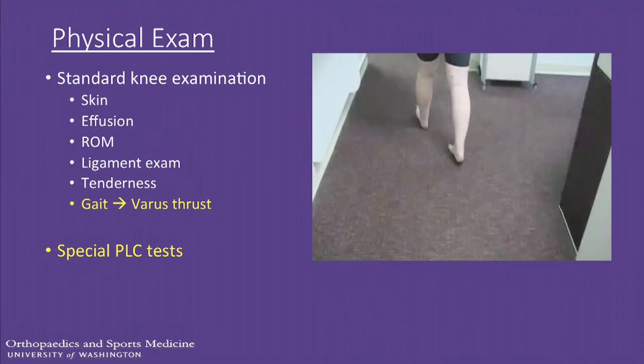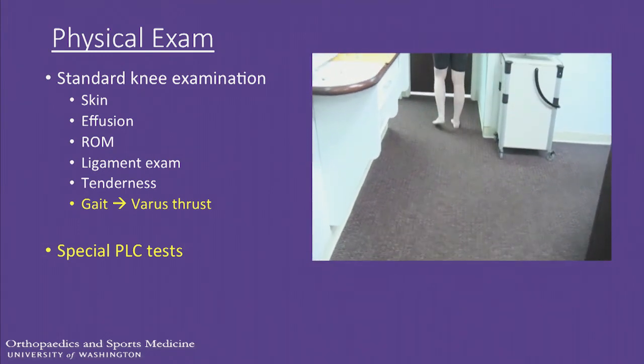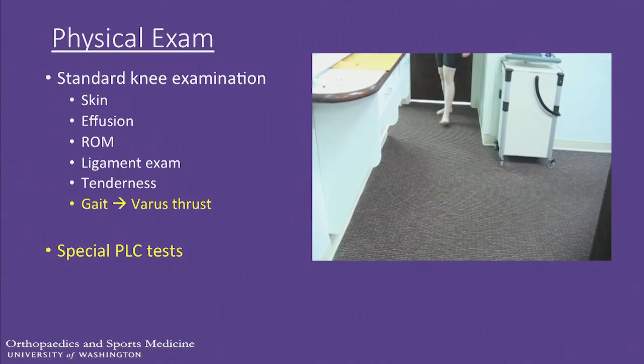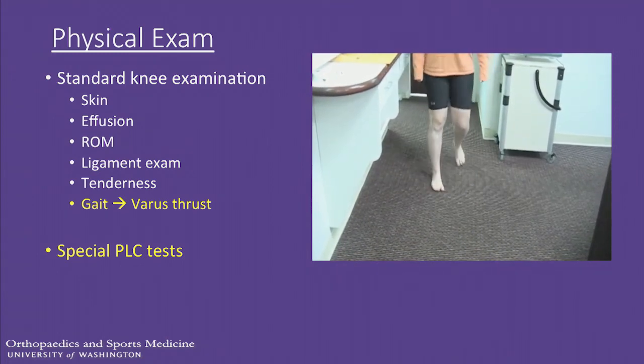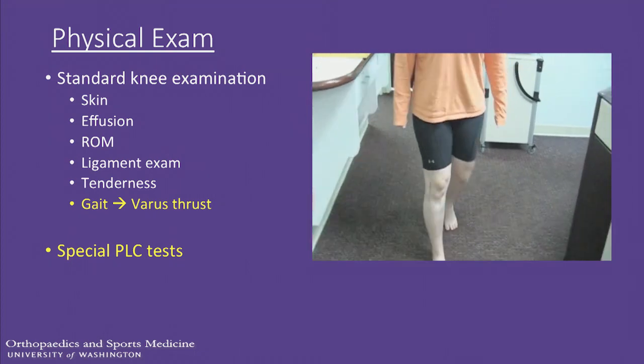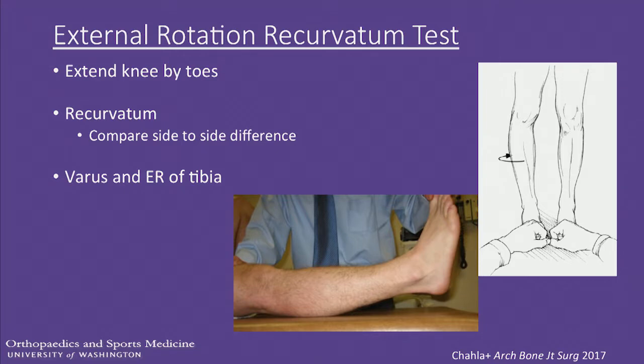Dr. Frank talked about all the exam things, so I'm not going to belabor those, and she showed a nice picture of somebody having this varus thrust. This video doesn't show it great, but she has a right knee posterolateral corner injury, so you can see that as she starts to plant, that knee goes into varus. Some other specialized tests. The external rotation recurvatum test, you just pull both toes up and extend the knees, and the side that has a posterolateral corner will go into varus and external rotation, and you'll see that as recurvatum.